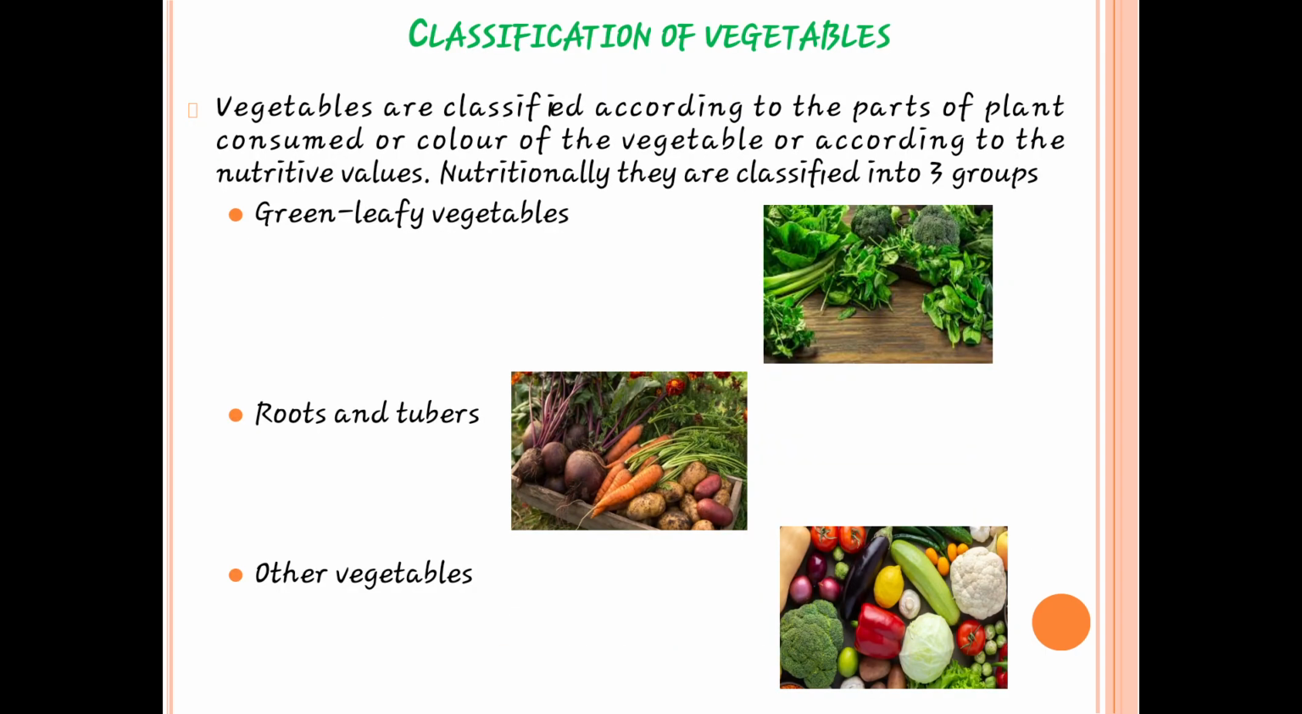Next one, classification of vegetables. Vegetables are classified according to the part of the plant consumed, the color of the vegetables, or according to the nutritive value. Nutritionally, they are classified into three types. One is green leafy vegetables, second is roots and tubers, and third is other vegetables.